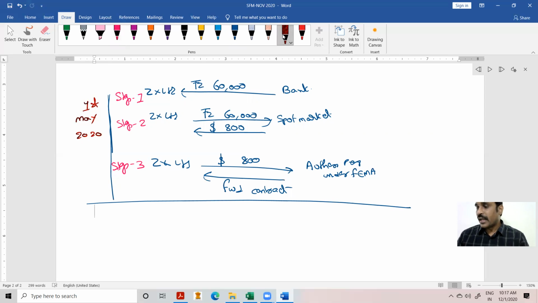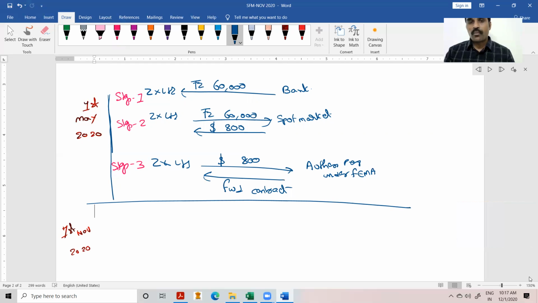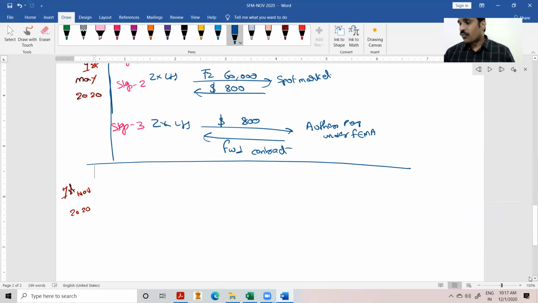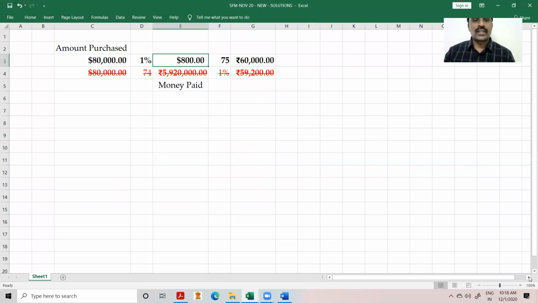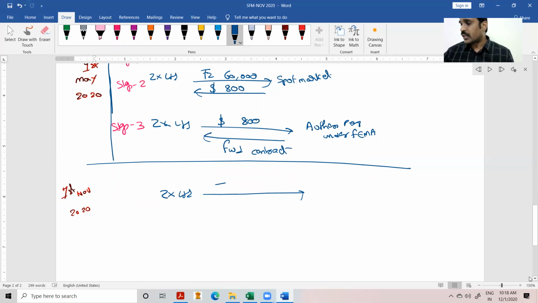Next, what happens on 1st November 2020? On 1st November 2020, we have to go and borrow money. ZX Limited has to pay how much? 80,000 into 74, it is 59 lakhs 20,000. ZX Limited has to pay 59 lakhs 20,000 rupees to the authorized person under FEMA.